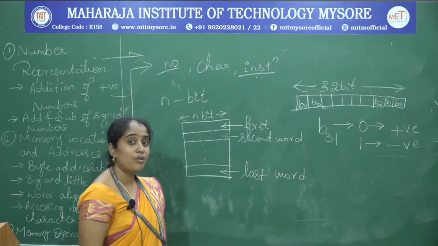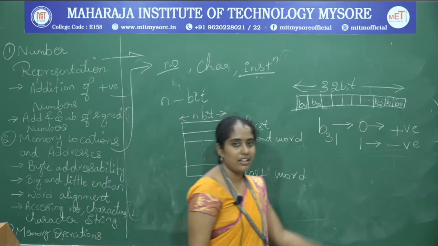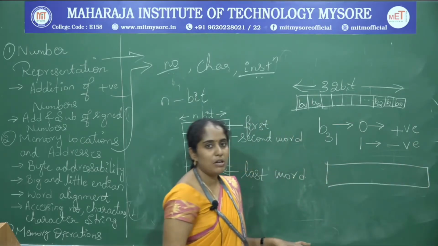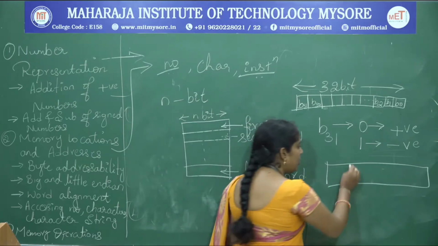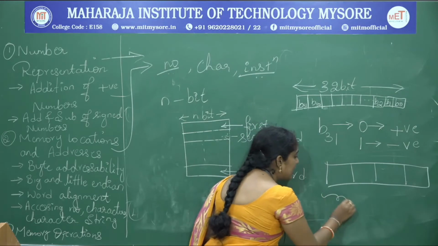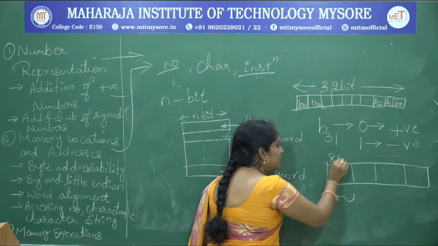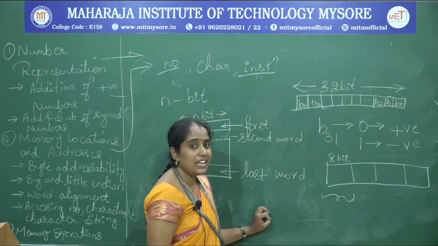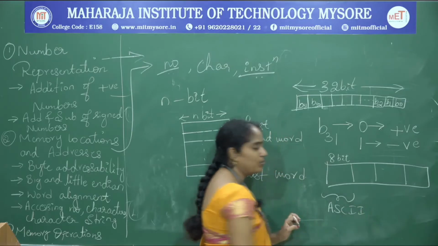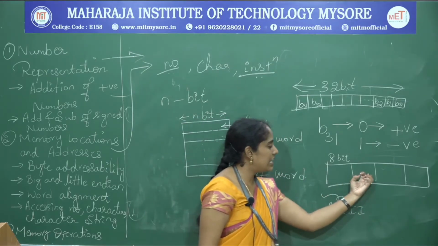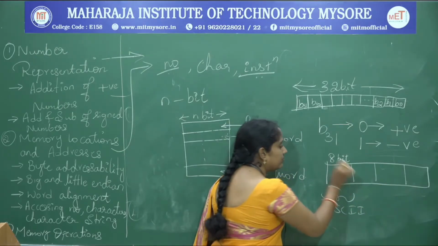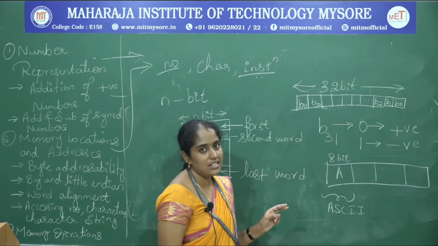Next is the character. How do we store a character in this 32 bits? The full word will be divided into 4 parts, 4 cells, and each cell is 8 bits, used to represent an ASCII value. Each cell contains a single character. Say for example it contains A; the ASCII value of A is 65.